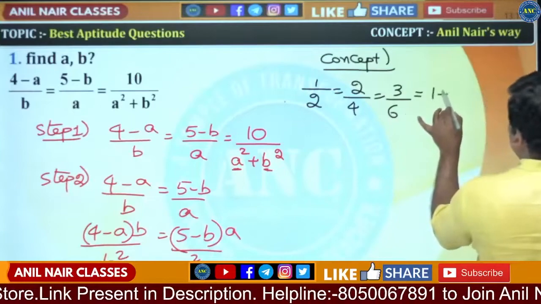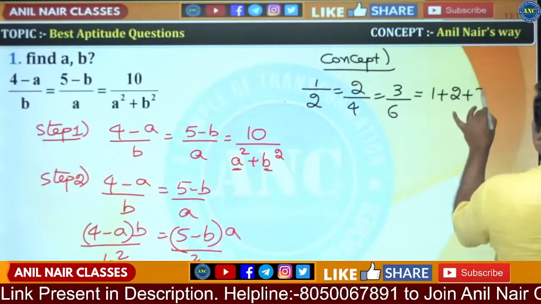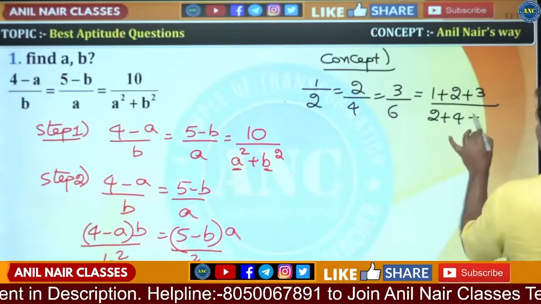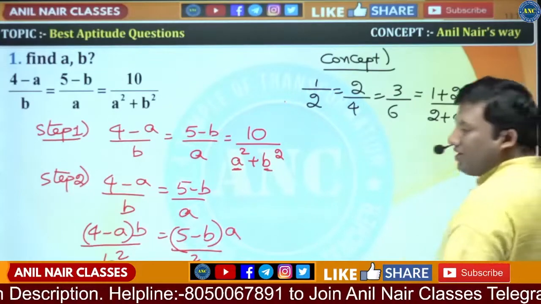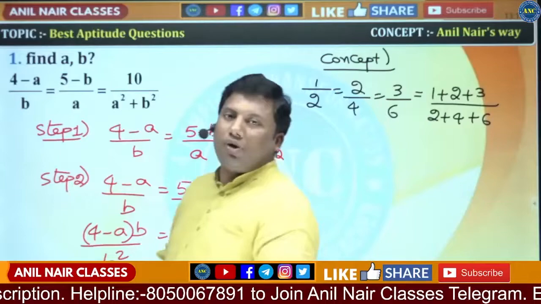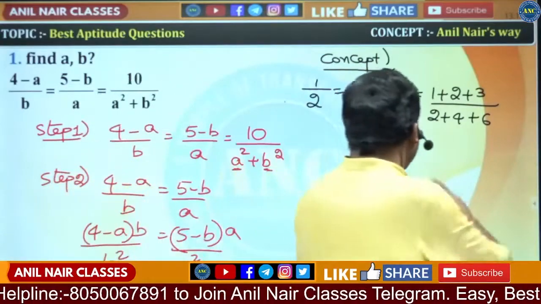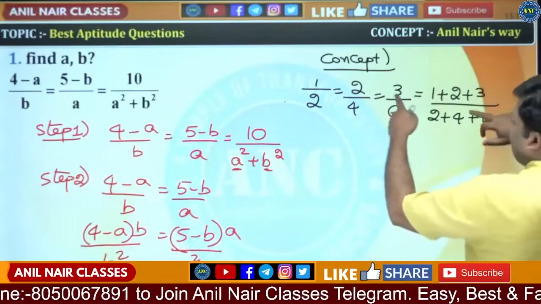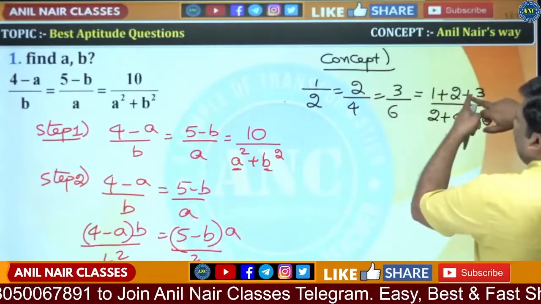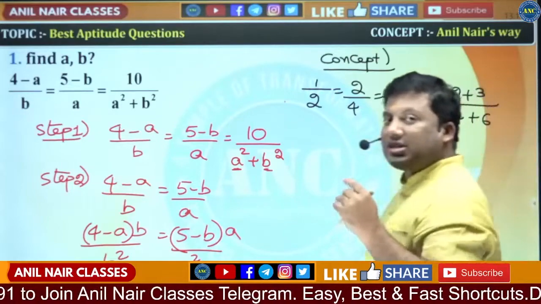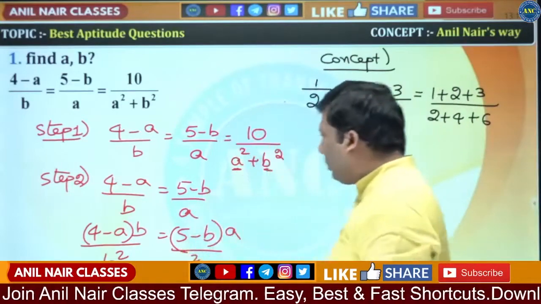It is equivalent to sum of the numerators, 1 plus 2 plus 3, by sum of the denominators. Can I say 1 plus 2 plus 3 it is 6, 2 plus 4 plus 6 it is 12, 6 by 12 it is 1 by 2. Okay, that means if fractions are given, it can be written as sum of the numerators by sum of the denominators. Sir, is it only sum of the numerators by sum of the denominators?